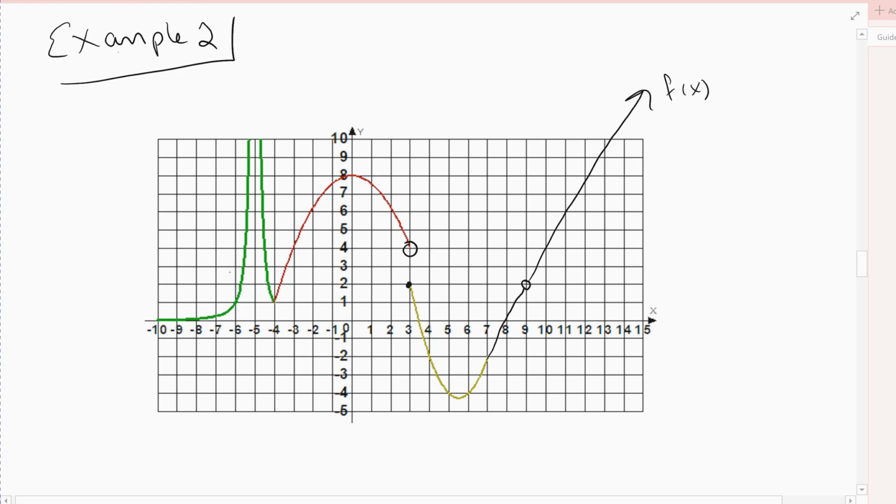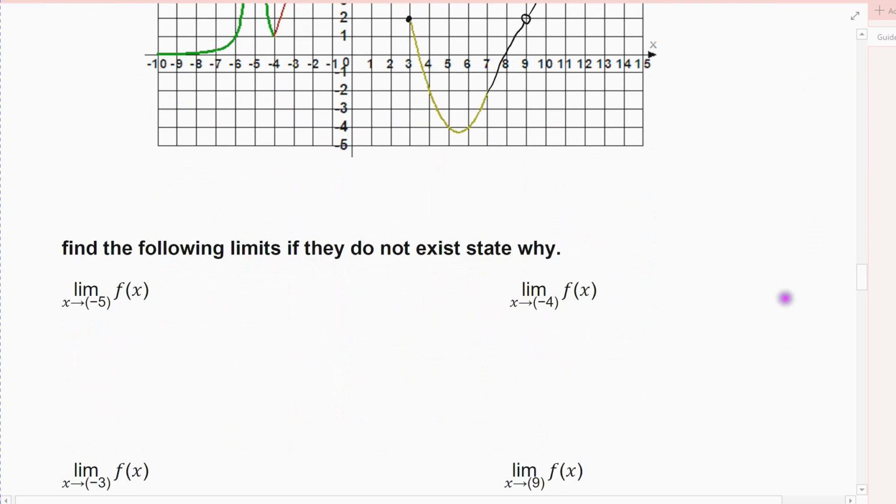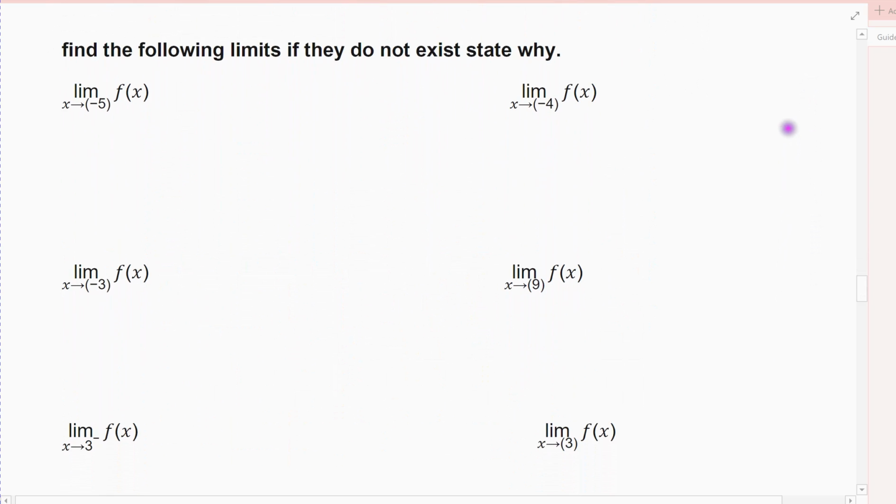All right, so example 2 on finding limits graphically. Here I've got another graph. So here's the graph that's in the guided notes, example 2. And so there's a few different things. There's asymptotic behavior and some other things going on, open points and things like that. All right, so there's my graph. And so we're going to find the following limits.